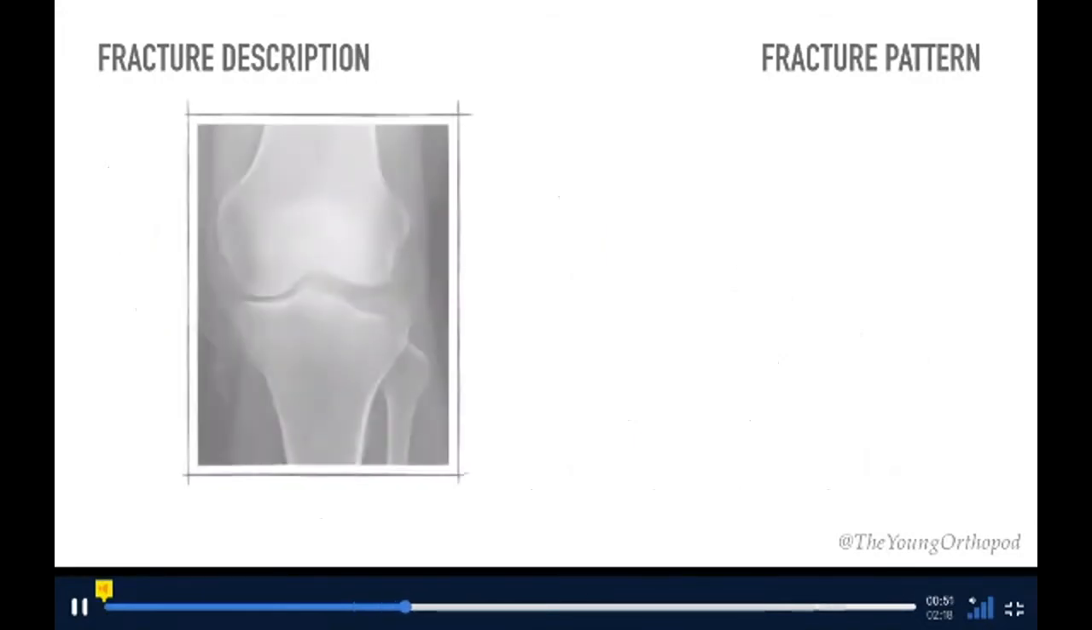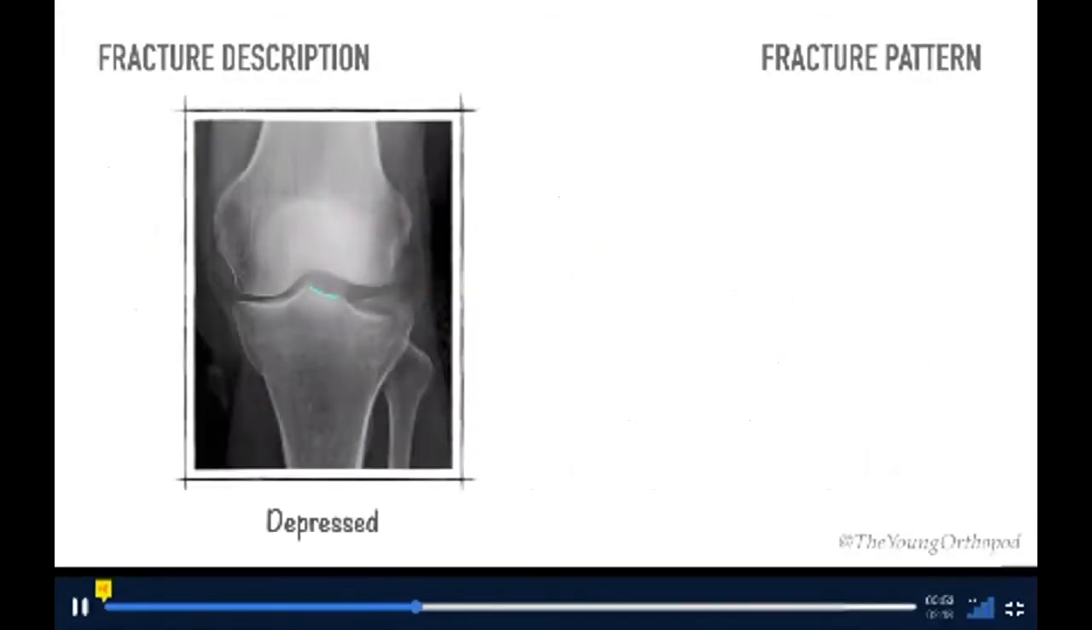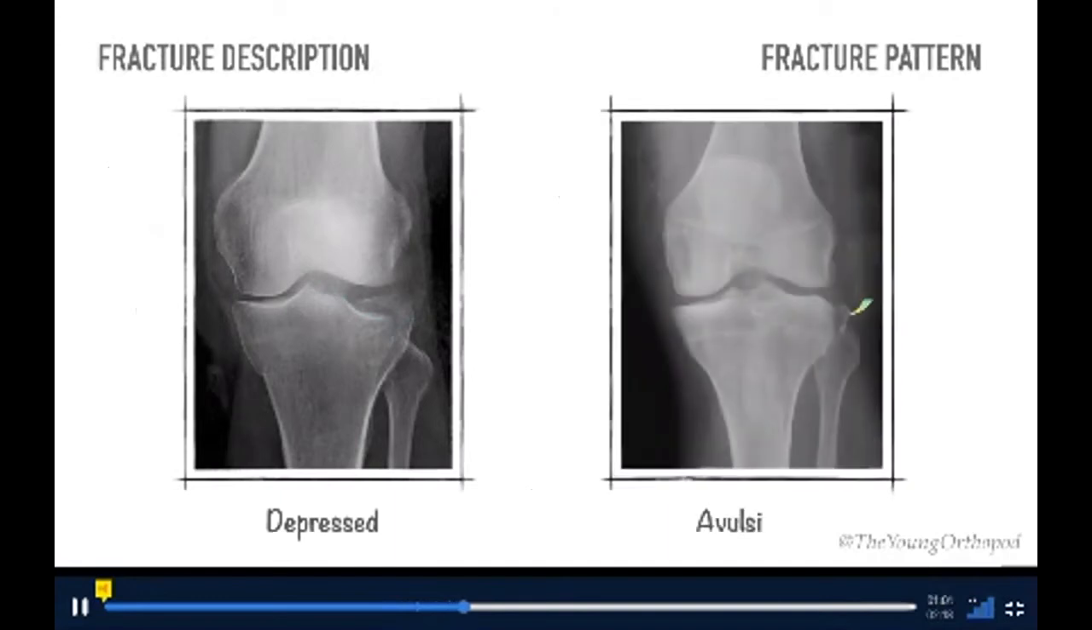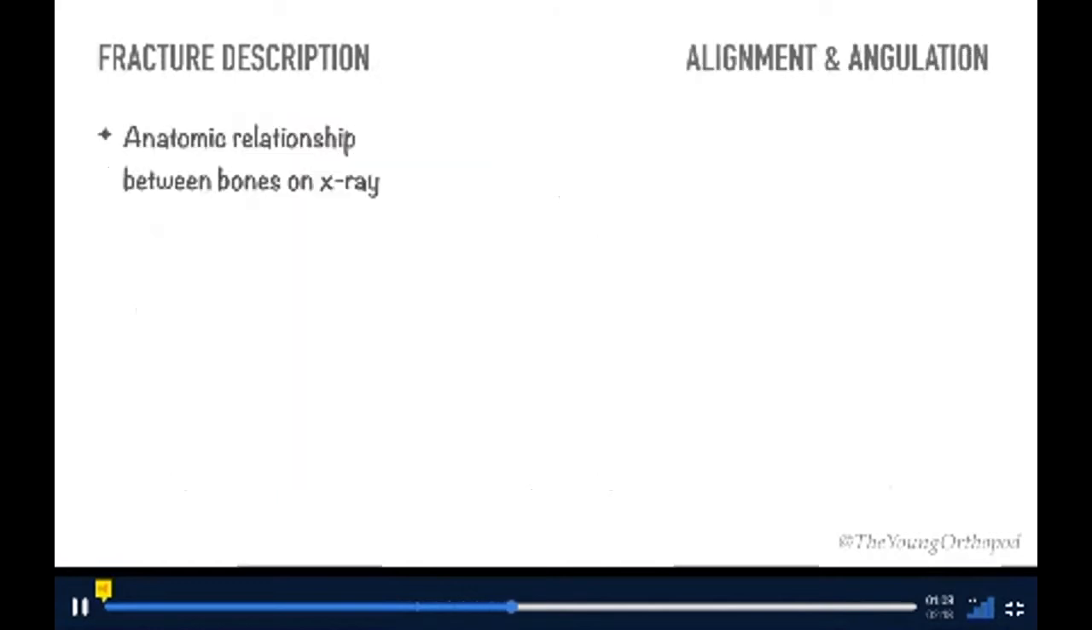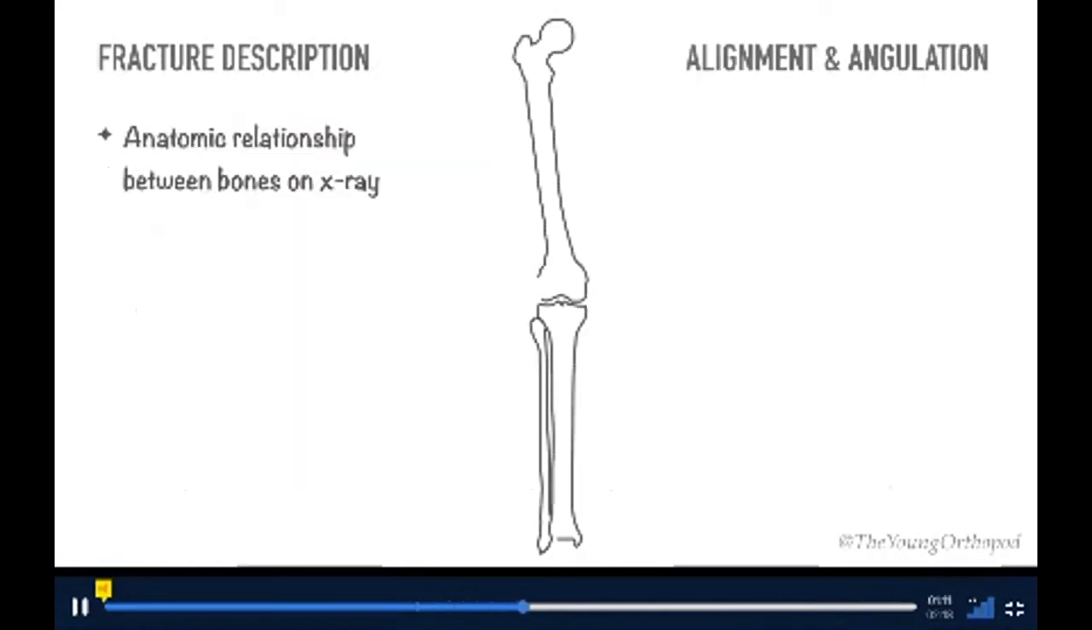Depressed fracture, a form of an impacted fracture that involves the articular surface of the bone and results in joint incongruity. Avulsion fracture, a fracture in which tendon or ligament is pulled away from the bone, carrying a bone fragment with it. Alignment is the relationship in the longitudinal axis of one bone to another.